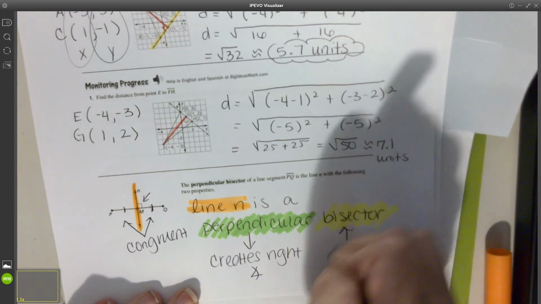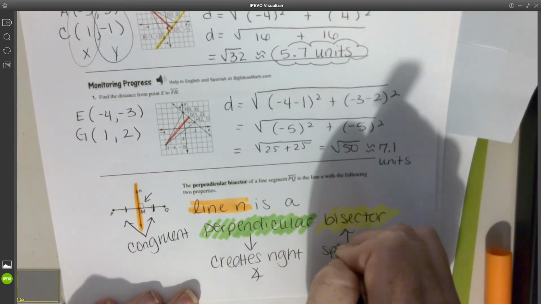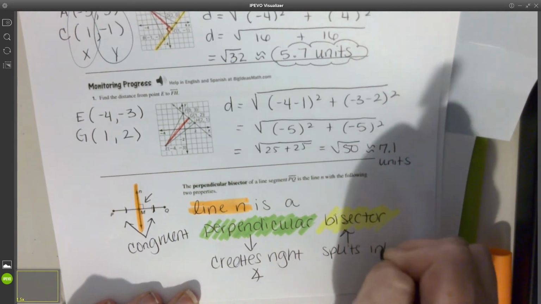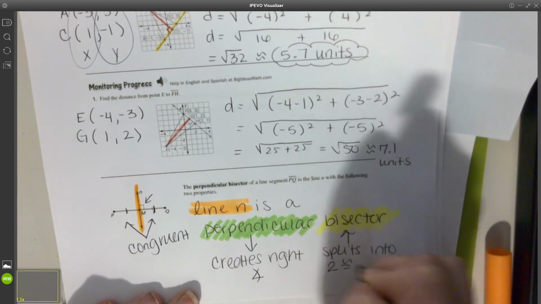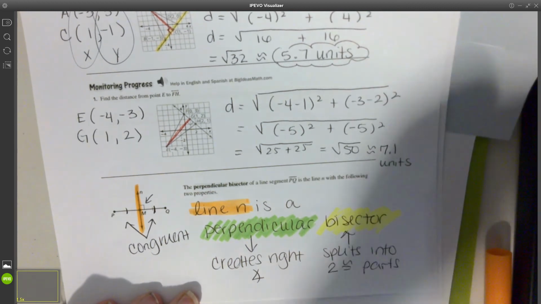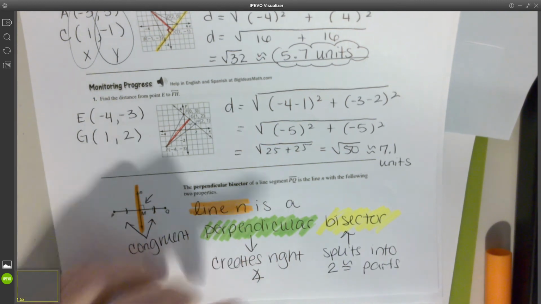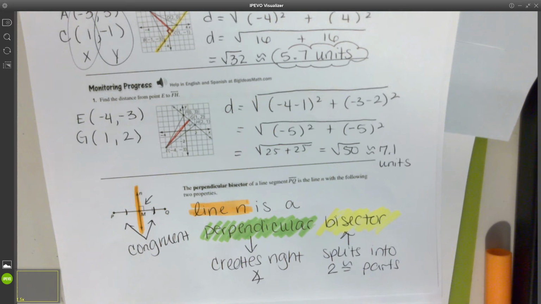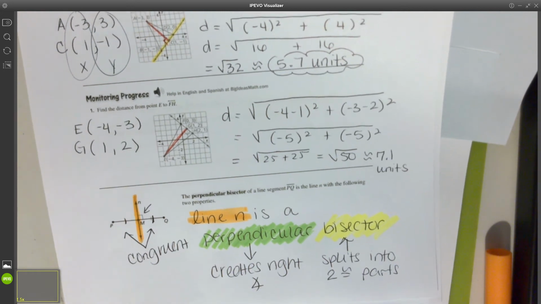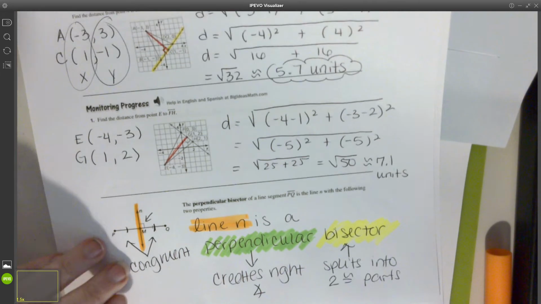So it splits into two congruent parts. Right, so be mindful that those words actually do something. Every time we hear the term perpendicular, we know we're creating a right angle. When we hear the term bisector, we're splitting in half. And now when we put the words together, it does both of those things at the same time.